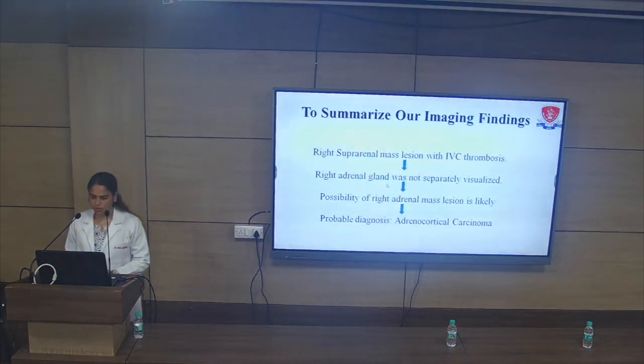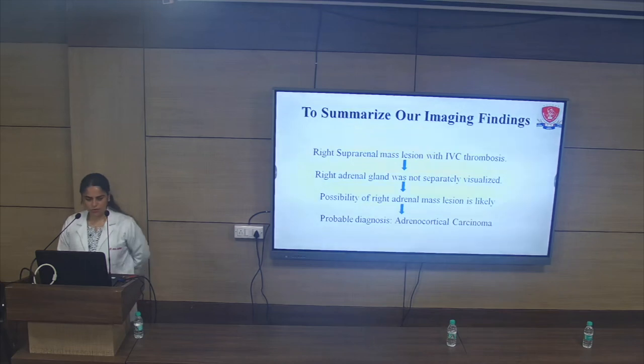To summarize our above image findings, we had a right suprarenal mass lesion with IVC thrombosis, and the right adrenal gland was also not separately visualized. So the possibility of a right adrenal mass lesion is more likely, and our probable diagnosis is in favor of adrenocortical carcinoma. The points favoring adrenocortical carcinoma are a large heterogeneously enhancing tumor with internal necrotic areas. We can also see IVC involvement, thrombus in IVC, and it shows less than 40% washout on delayed scans. So these findings favor adrenocortical carcinoma.